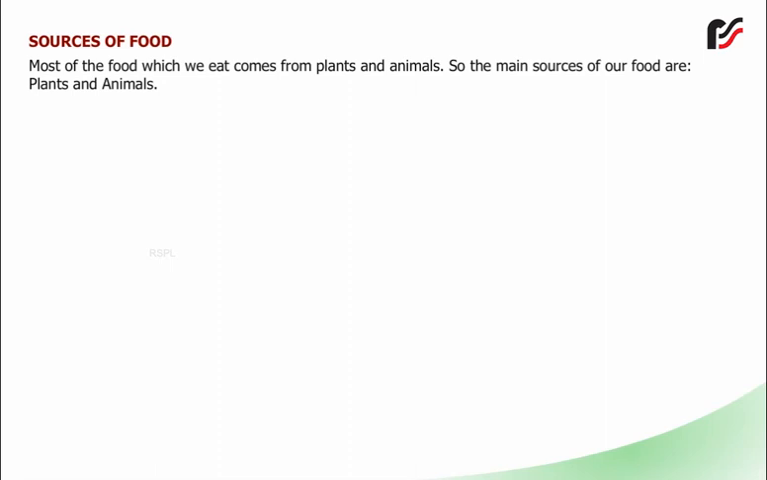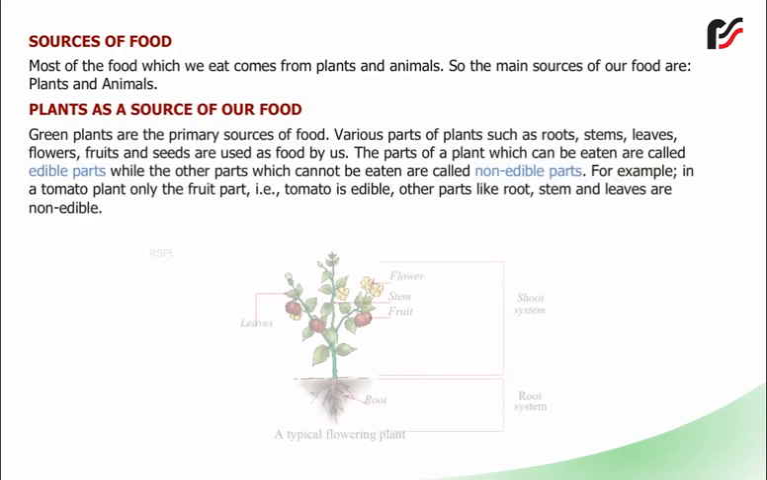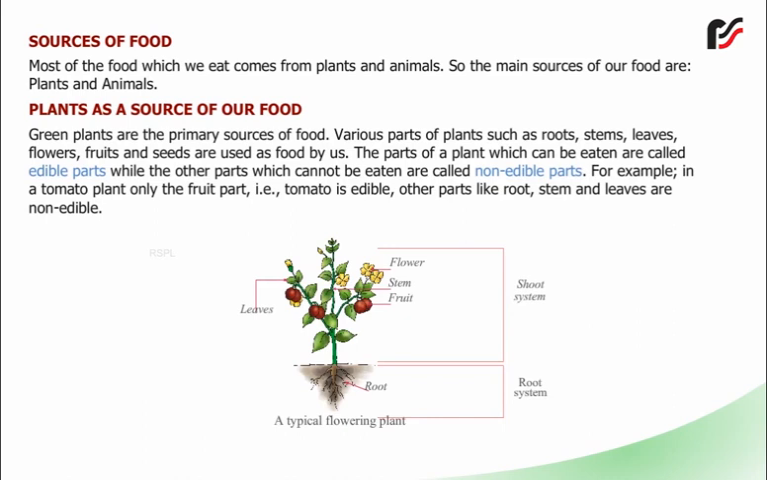Sources of food. Most of the food which we eat comes from plants and animals. So the main sources of our food are plants and animals. Plants as a source of our food. Green plants are the primary sources of food. Various parts of plants such as roots, stems, leaves, flowers, fruits and seeds are used as food by us.